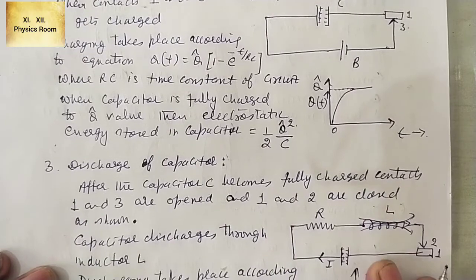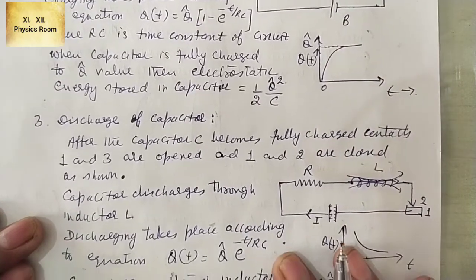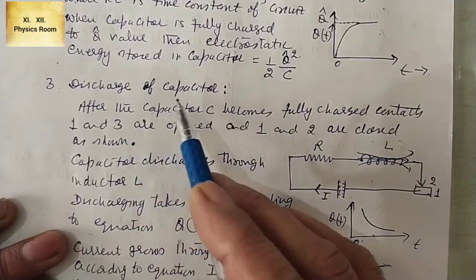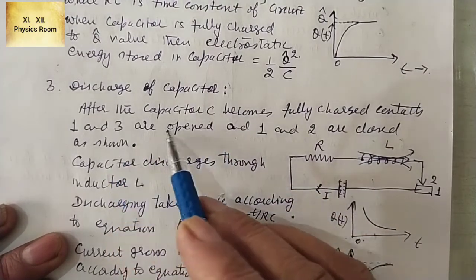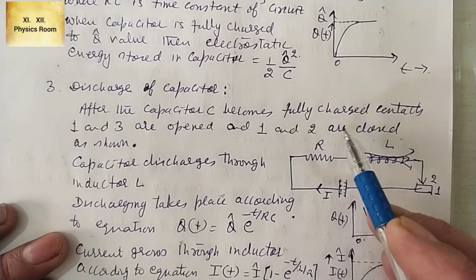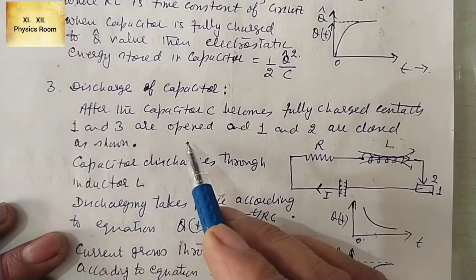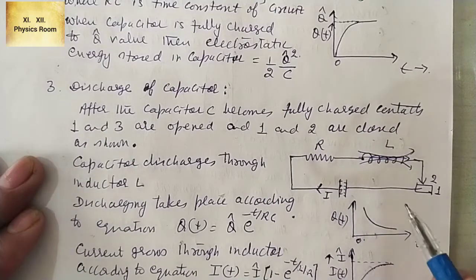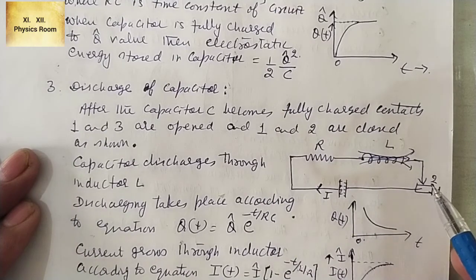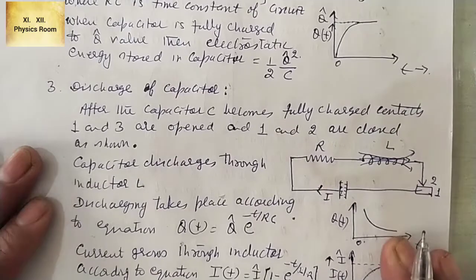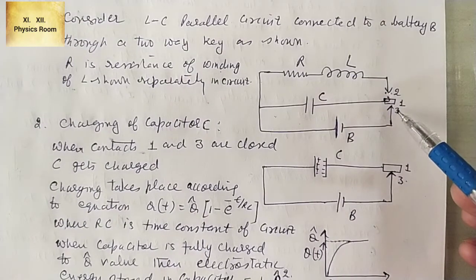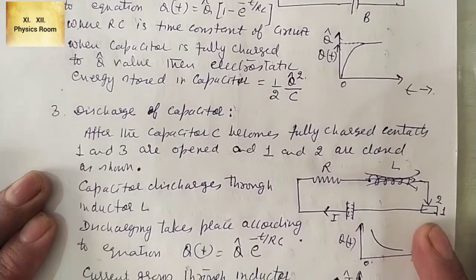Now we have to understand discharging of the capacitor. In the third step, we have to understand discharge of the capacitor. After the capacitor C becomes fully charged, contacts 1 and 3 are opened and 1 and 2 are closed.